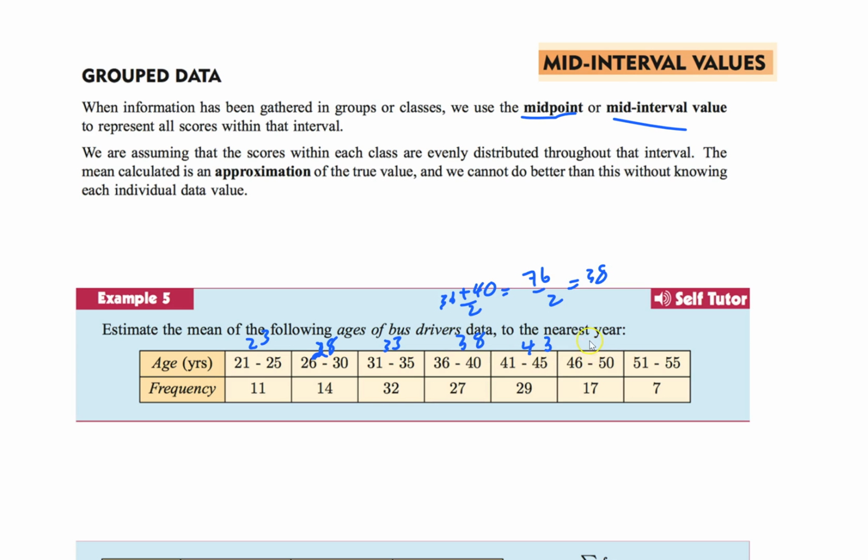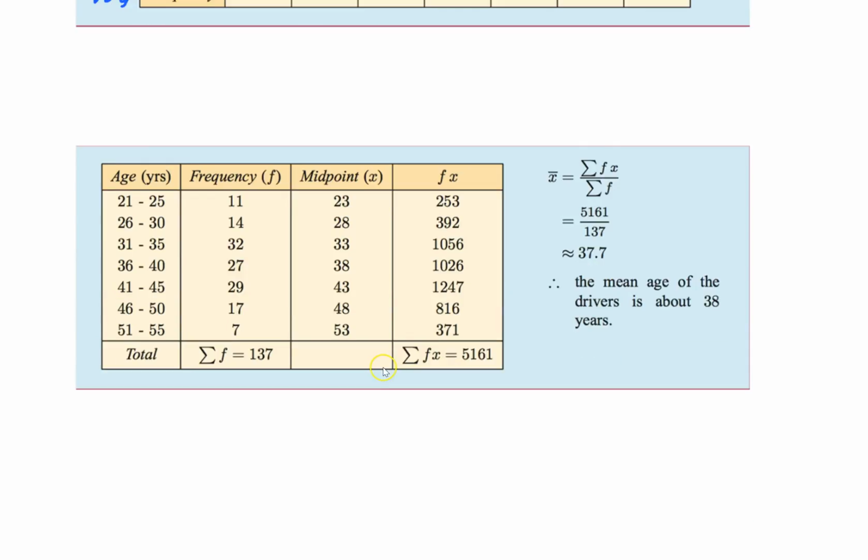43, 48, and 53. And those are your x's. Other than that, it's the exact same thing. I should put L1 instead of x. That should be L1 and L2. That's the only difference. And they did it down here for us.